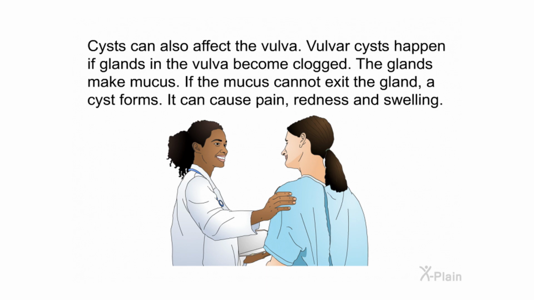Cysts can also affect the vulva. Vulvar cysts happen if glands in the vulva become clogged. The glands make mucus. If the mucus cannot exit the gland, a cyst forms. It can cause pain, redness, and swelling.